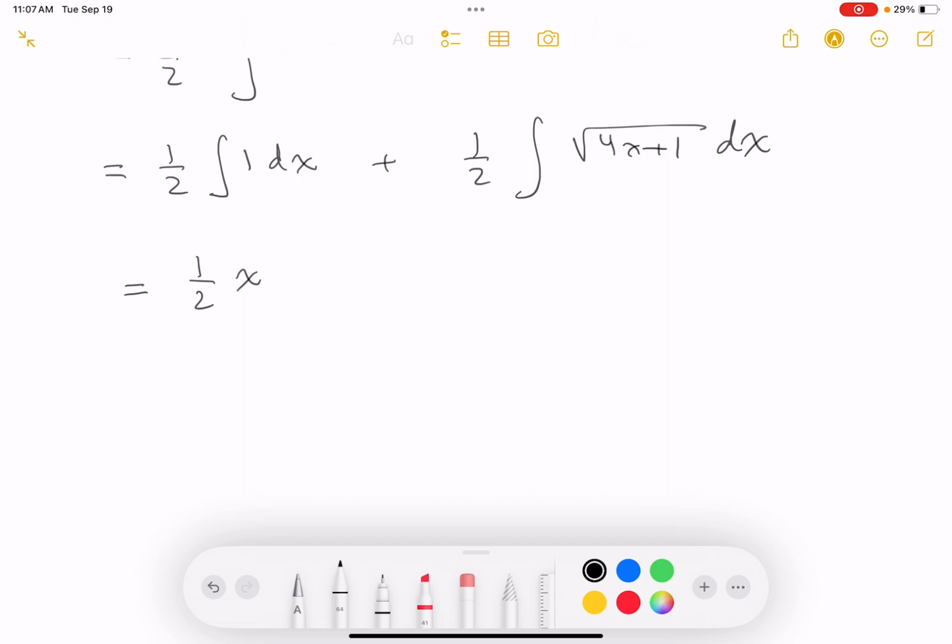Now, for the second integration, I'm going to make a u substitution. I'm going to say u equals 4x plus 1, so du would be 4 dx. I'll put a 4 here, and a 4 over there. What do you get? Plus 1/8, and I'm going to put a star here. I see the 4 dx, which is just du. And what's 4x plus 1? It's just u, so I get u to the 1/2 power.